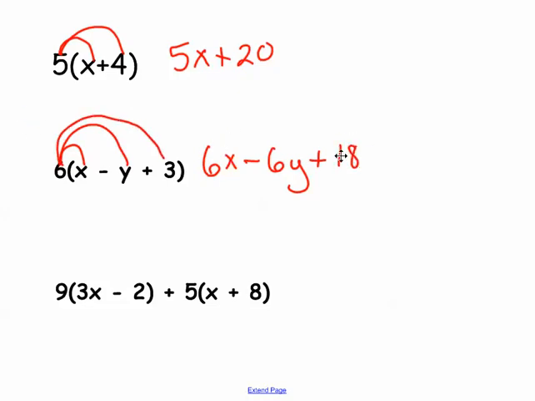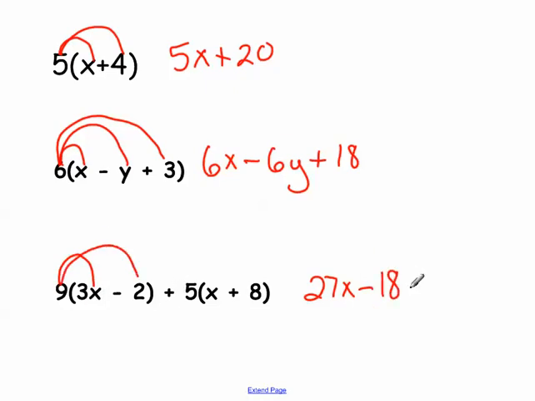Now, can I combine anything here? Do I have any like terms? Nope, I don't. So I'm done. That's as much as I can do. All right, this one gets even longer. Let's see what you can do. So 9 times 3x. Well, 9 times 3 is 27, and then I would just keep my x, keep my sign, minus, and then 9 times 2 is 18.